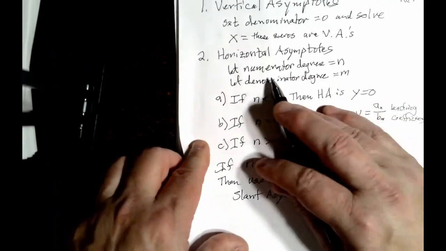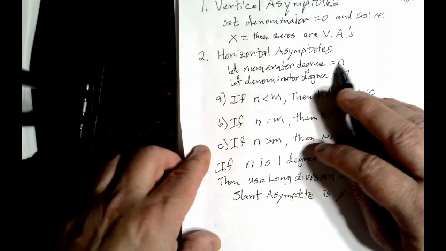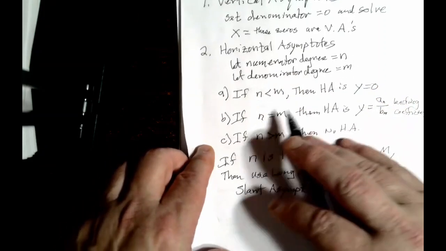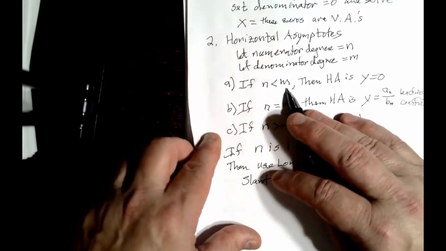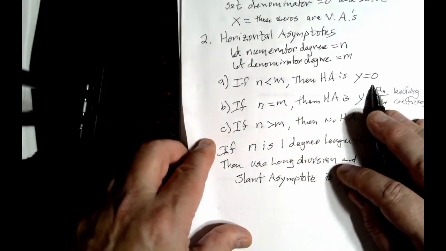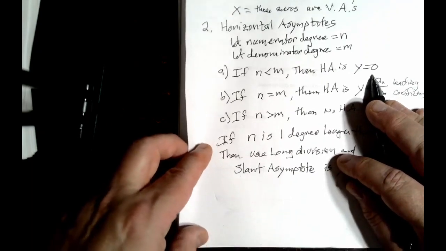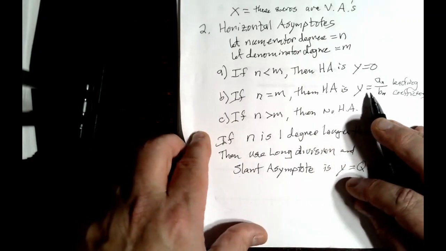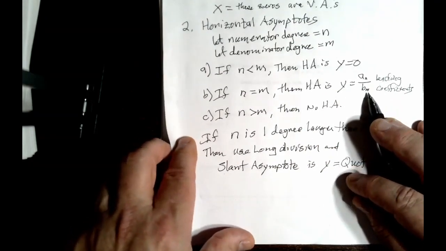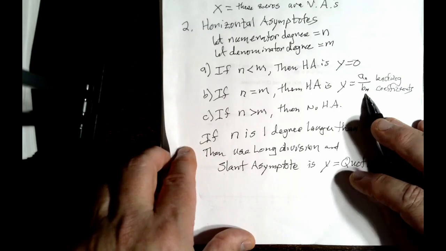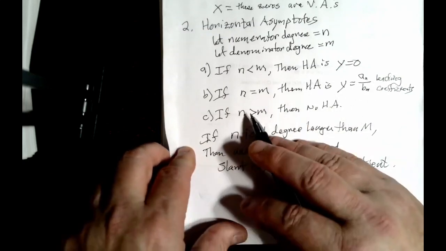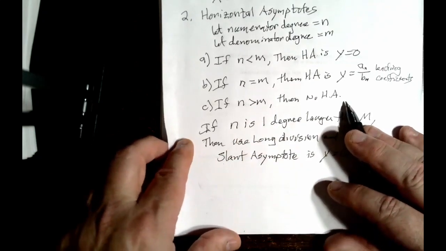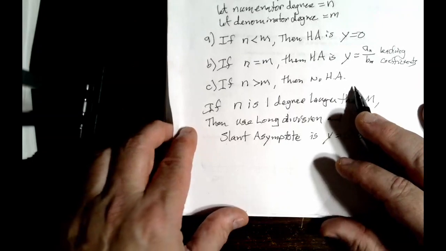For horizontal, you set the numerator's degree and call it n, and the denominator's degree and call it m, and then compare them. If n is smaller than m, then it has a horizontal asymptote at y equals 0, the x-axis. If n equals m, then the horizontal asymptote is y equals the leading coefficients of the top and the bottom. You ignore the x's, just the leading coefficient. If n is greater than m, then there's no horizontal asymptote. Okay?